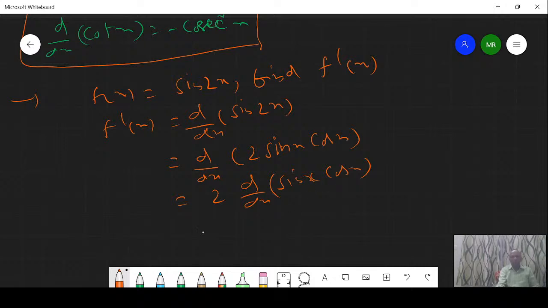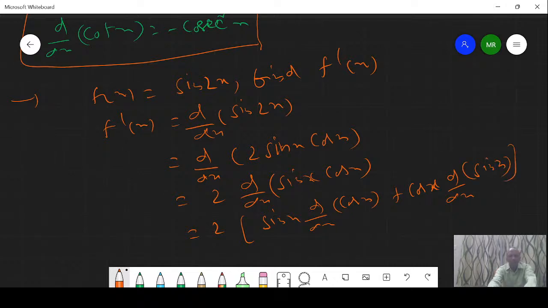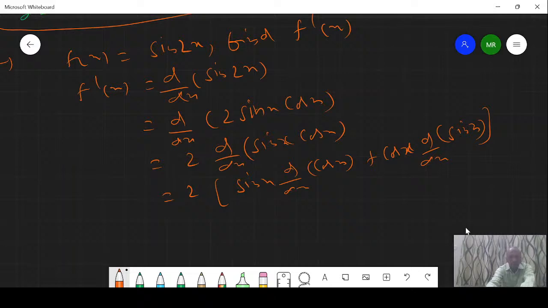Now use the product rule on sin x cos x. 2 into: sin x into d by dx of cos x, plus cos x into d by dx of sin x. You can use the product rule. Then I can write 2 into: sin x into the derivative of cos x, which is minus sin x, plus cos x into the derivative of sin x, which is cos x.